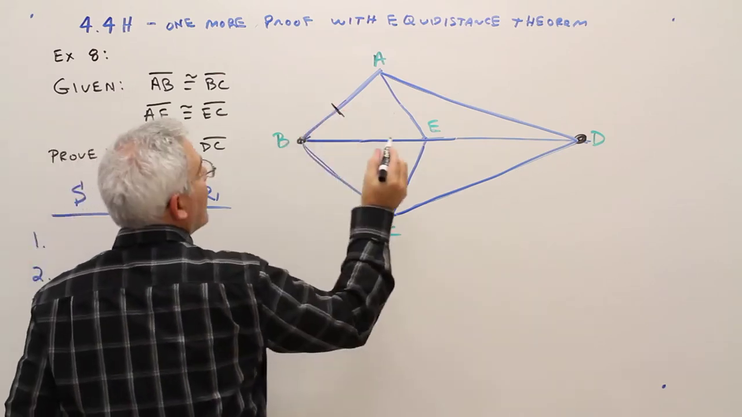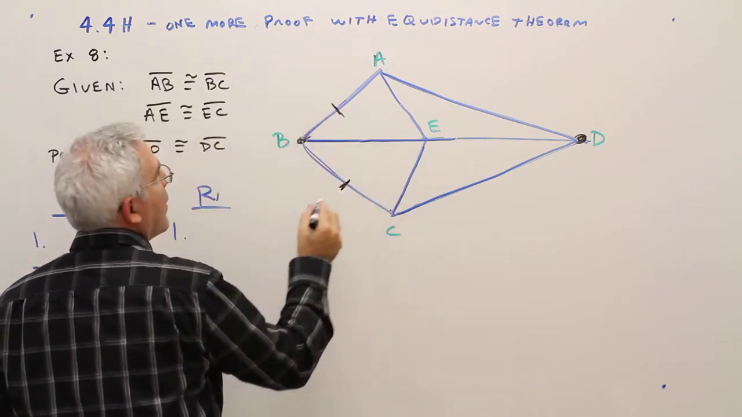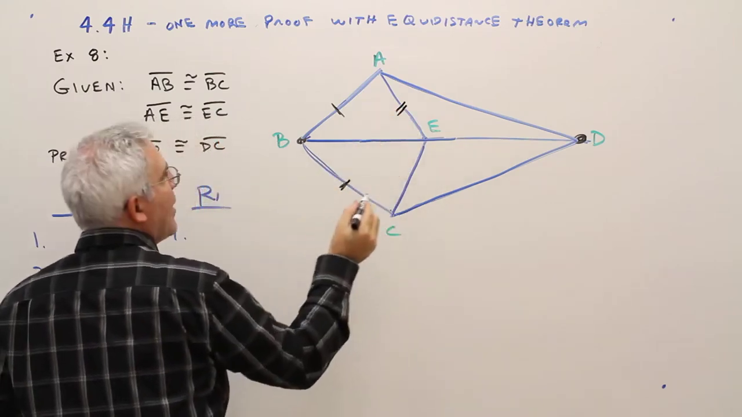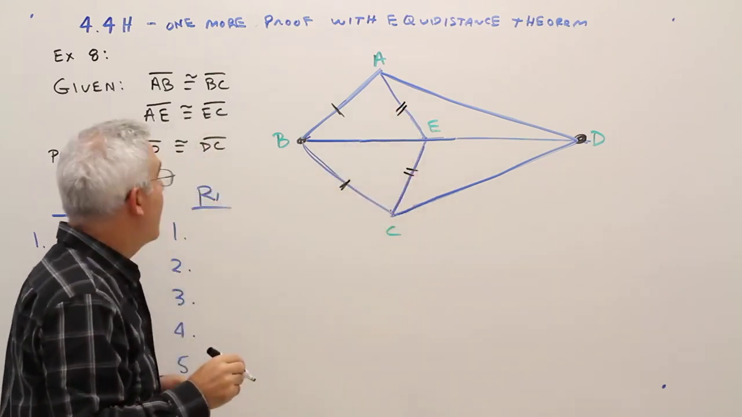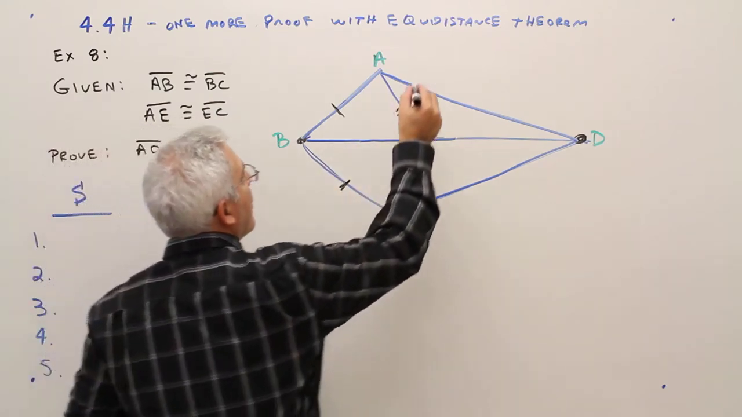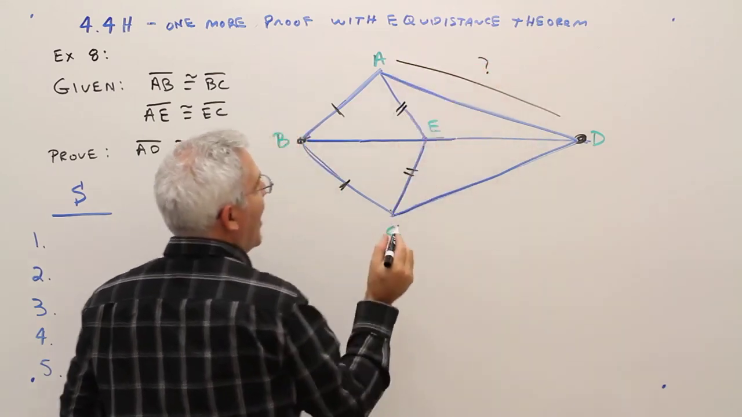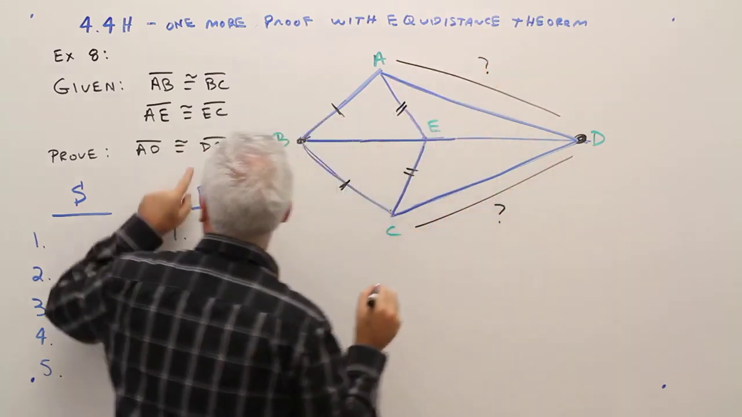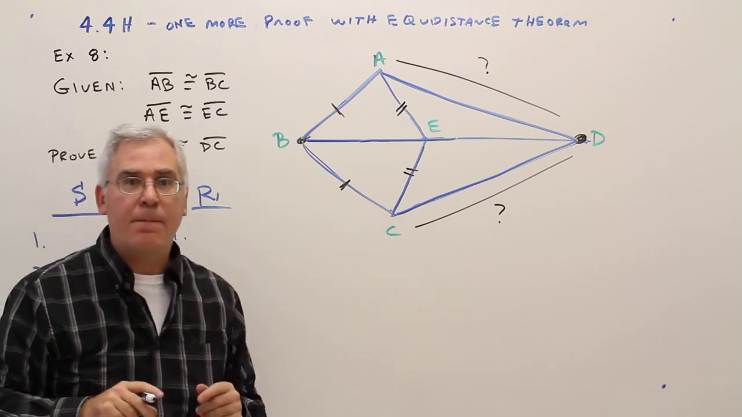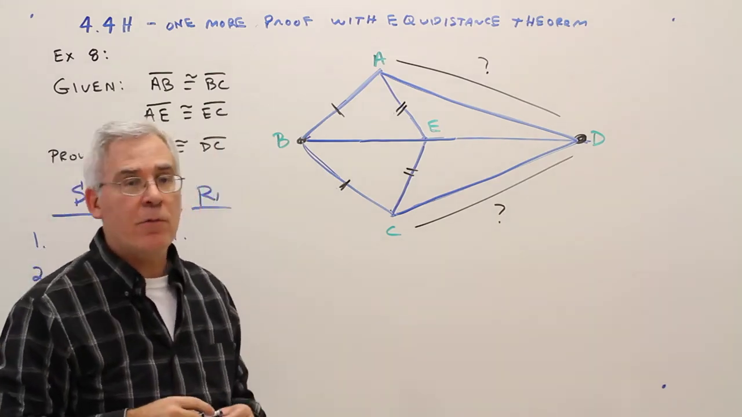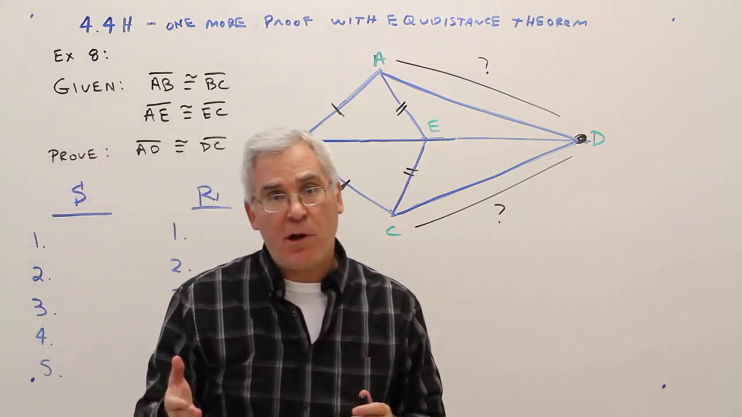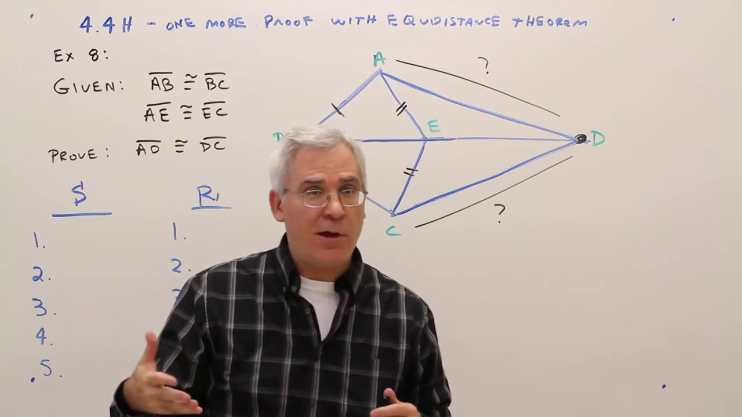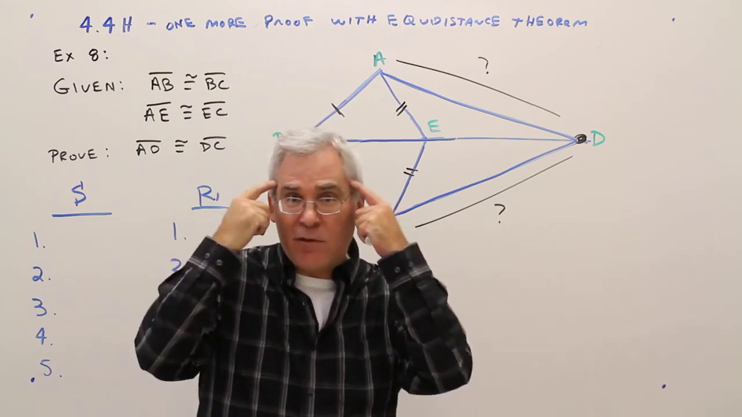AB is congruent to BC, AE is congruent to EC. Prove that AD is congruent to DC. Now, let me tell you the way that most students would approach this problem, and then I'll show you a shortcut by just thinking of the equidistance theorem.